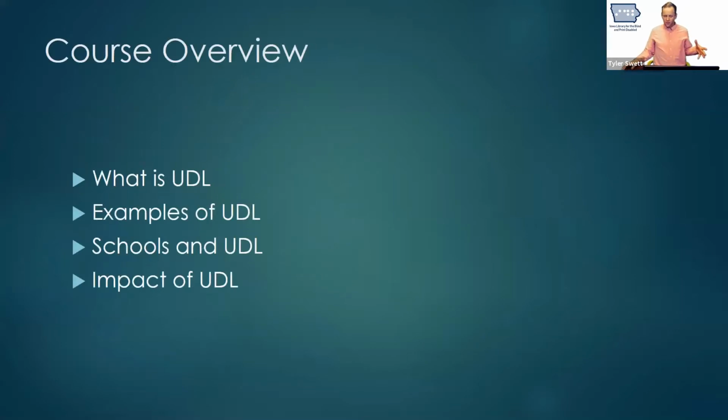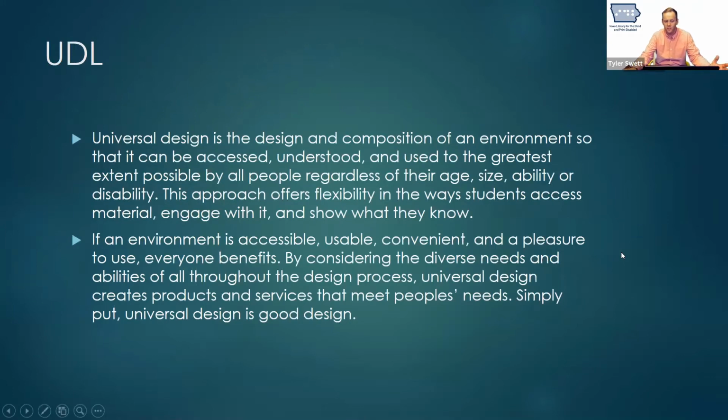Like I said, our overview today: what it is, examples, schools, and then the overall impact that universal design for learning has. So first off, it is the design and composition of an environment that can be accessed, understood, and used to the greatest extent possible by all people, regardless of their age, size, ability, or disability. This approach offers flexibility in the way students access material, engage with it, and show what they know. To sum that up, it's something that everybody can use without major adjustments.